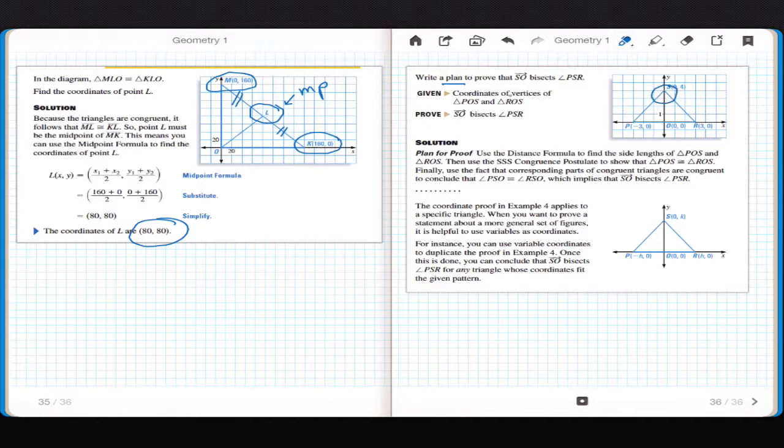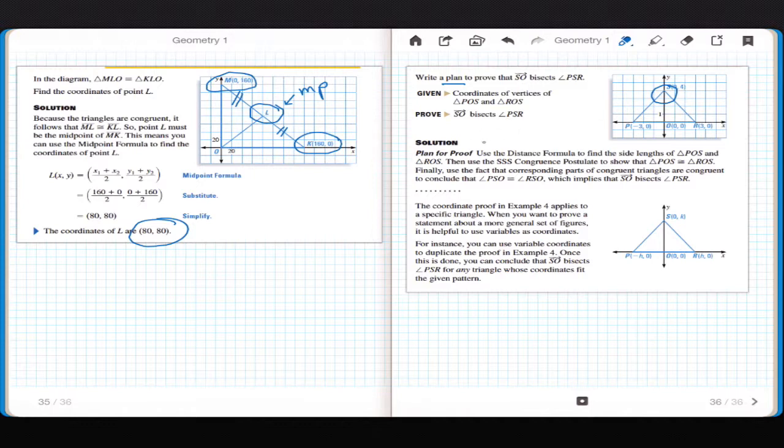So they gave us the coordinates of the vertices of triangle POS and triangle ROS. So they gave us those coordinates. So if we have those coordinates of the vertices of POS, so right here, and ROS, the triangles, they give you all the points. How could we find out that SO bisects angle PSR?